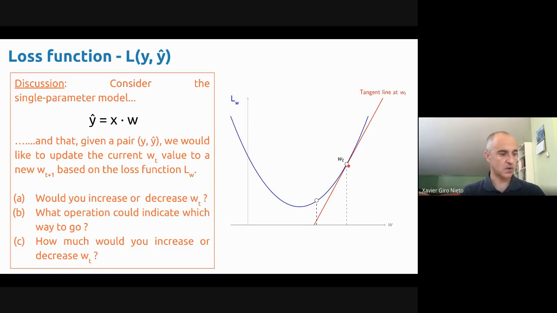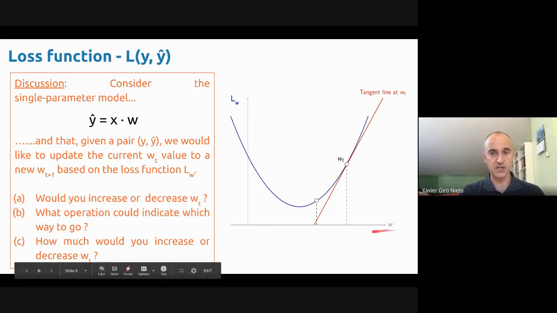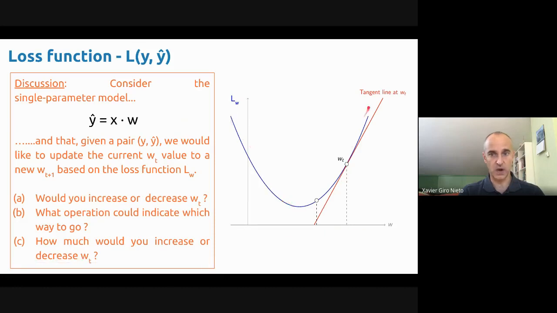Okay, so the answer that is on the chat is decrease, and that's correct, because notice that this W is mapped here. This is all the range of possible values that W can take. Different values will result in different losses, and this is what we are plotting here. Based on what you are seeing, I see that the minimum loss is over here, so what I would need to do is decrease. I would need to go in that direction.